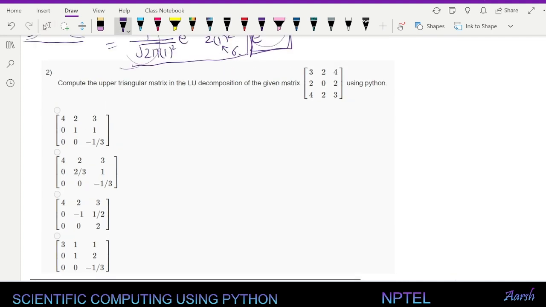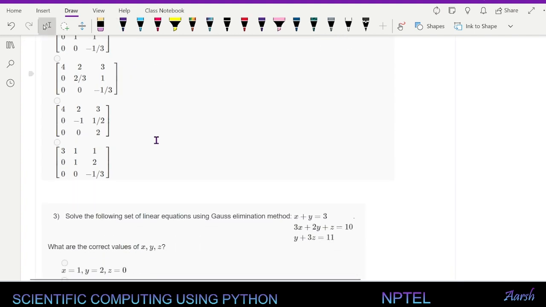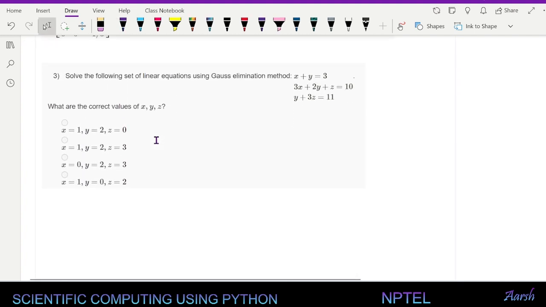The second question is computing the upper triangular matrix in LU decomposition. We saw this, right, using Python. So this we'll do later when we go to Python code. Third is solving this set of linear equations using Gauss elimination. And this is not using Python, but we have studied the Gauss elimination.